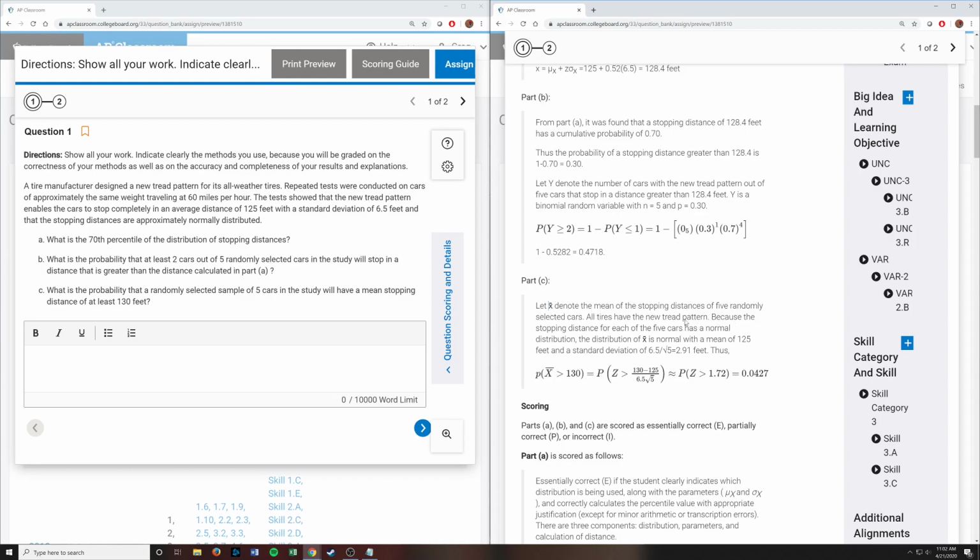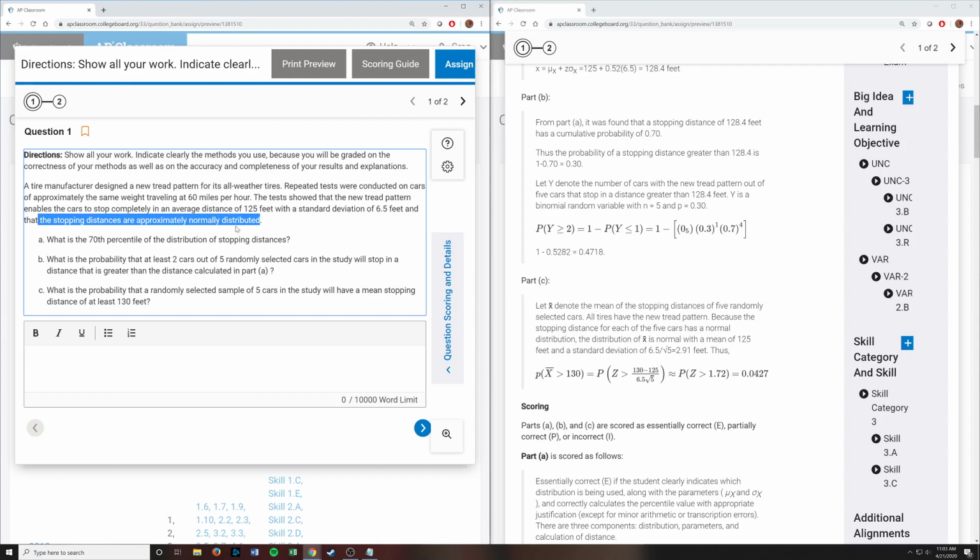Because the stopping distance for each car has a normal distribution, then you can say the distribution of the sample mean is also normal. If they had not said this in the original problem, you would have to check that using conditions.